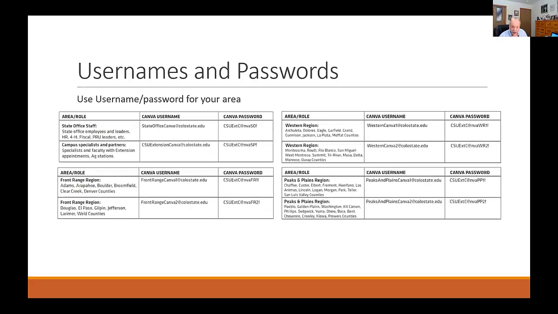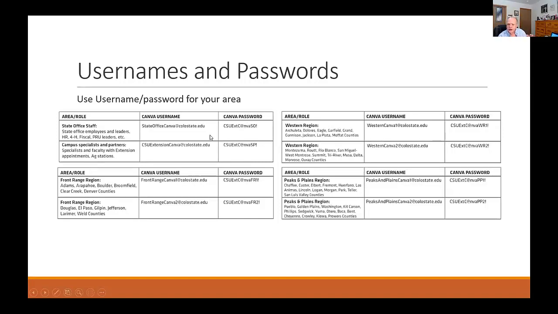There are 10 accounts on Canva for CSU and CSU Extension. Here are 8 of them. So you probably got these earlier in an email sent out by Britt. You just look up where you are or what role you play, find the Canva username that applies to you and the Canva password that applies to you.